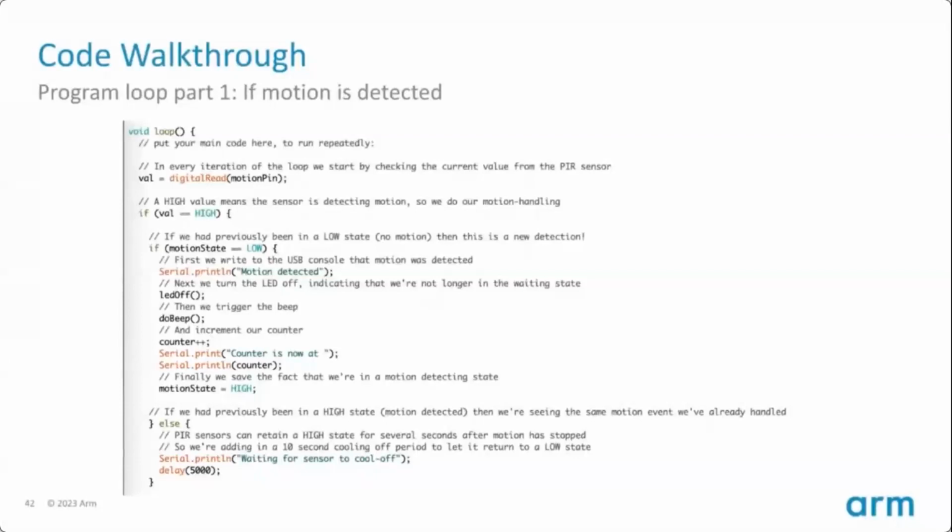And then here, importantly, we're going to set that motion state variable to high, so that the next iteration of our loop, that motion state will say that it's already high. And if it's high again, we know that it's not a new motion detection event.